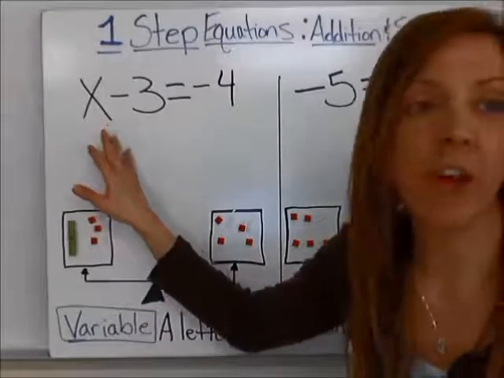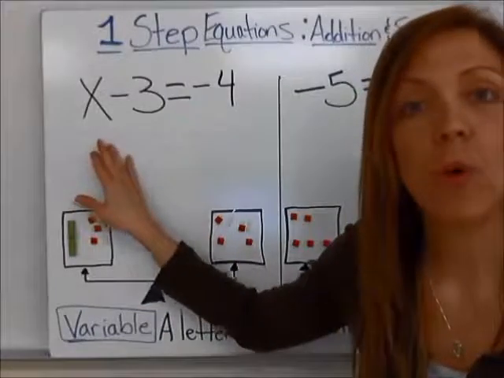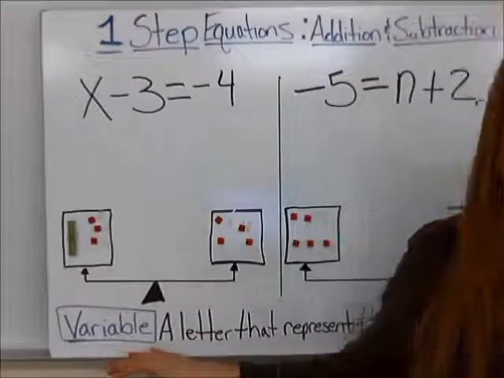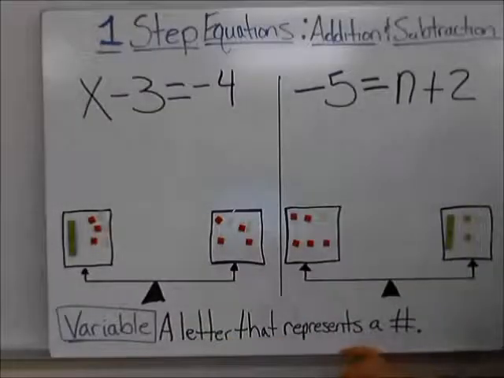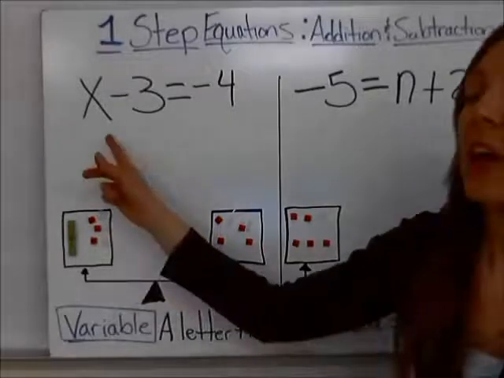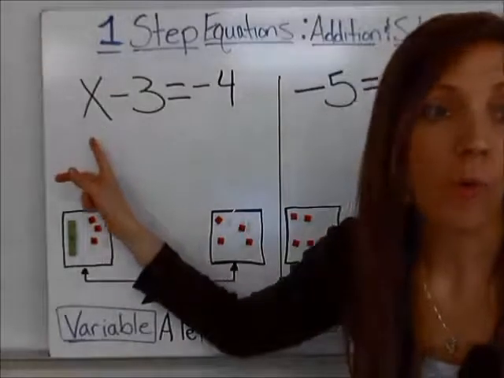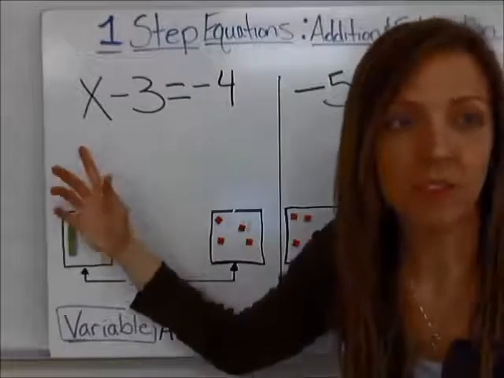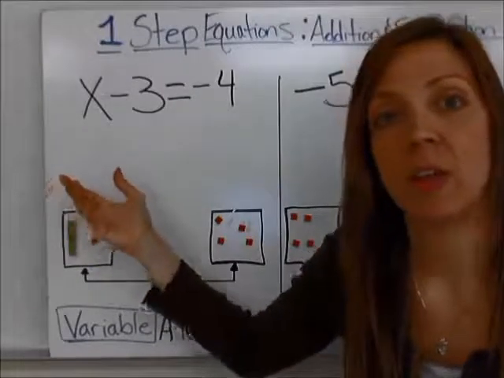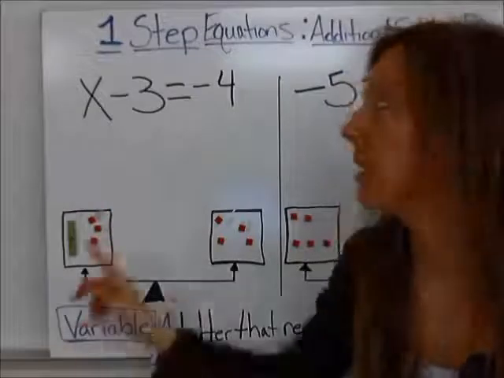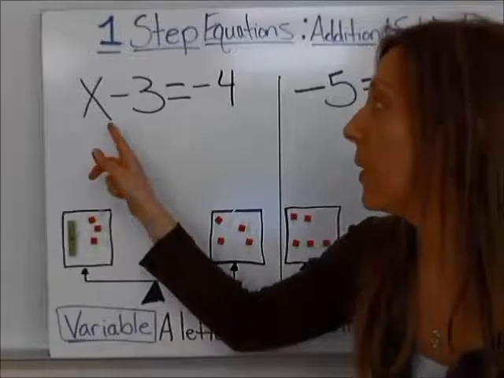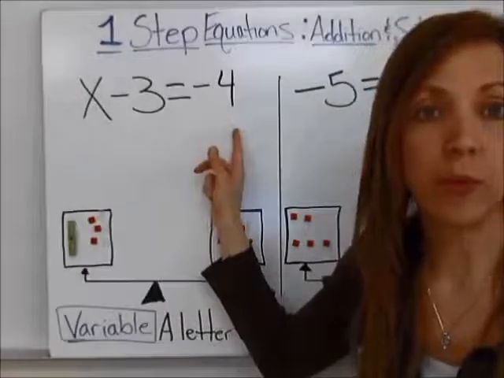We're trying to figure out, as we're keeping both sides equal, what the variable equals. Now, a variable is a letter that represents a number. Since we don't know what the variable stands for, that's what we're trying to figure out. What does X stand for? What does X mean? What number fits here for X? Okay, so we have X minus 3 equals a negative 4.